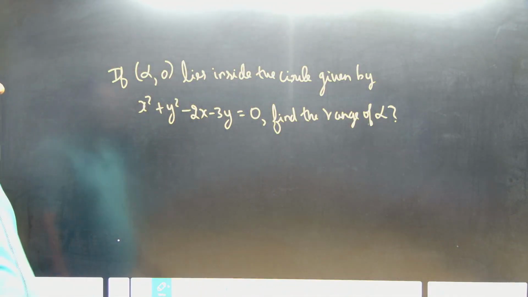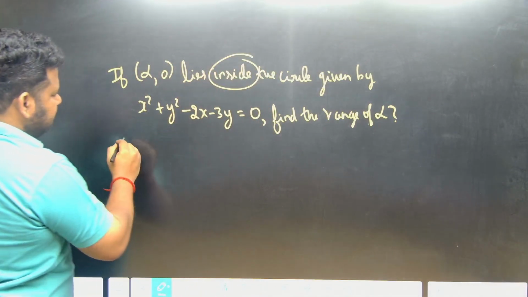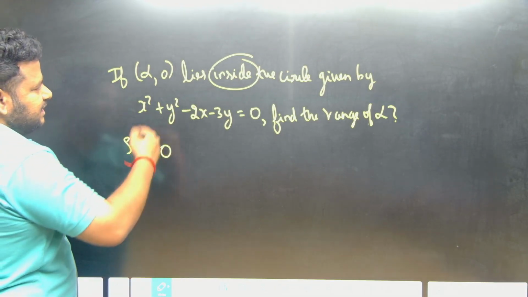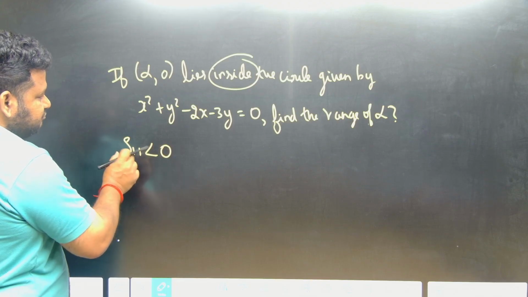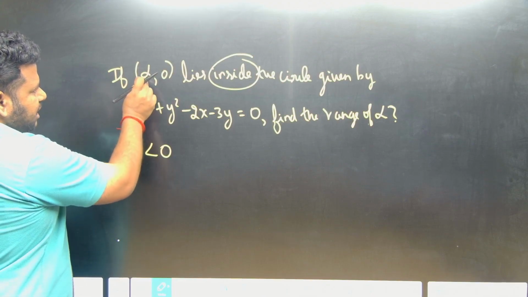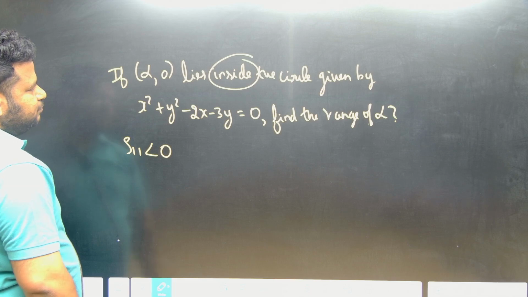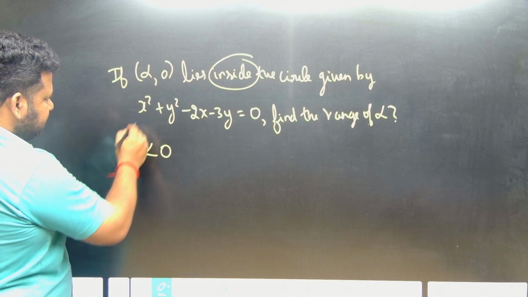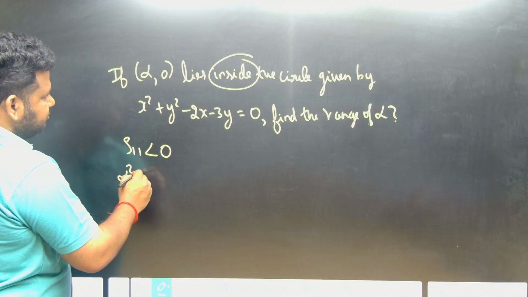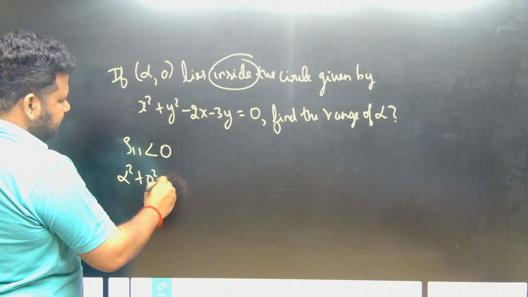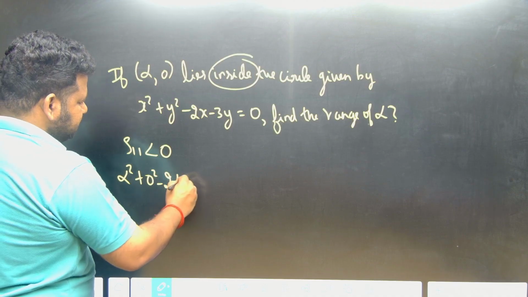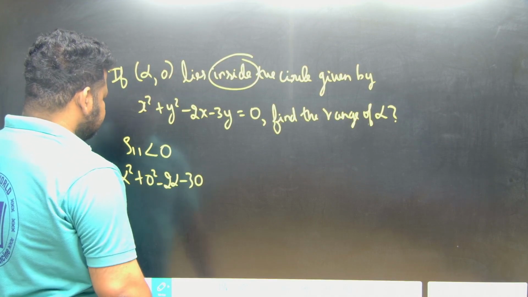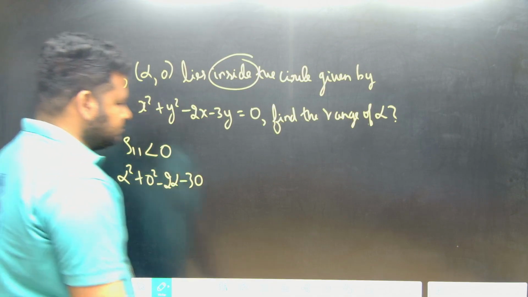They are telling it is lying inside the circle, that means S11 will be less than 0. S11 means I should substitute alpha and 0, wherever x is there I put alpha, wherever y is there I put 0. So S11 becomes alpha square plus 0 square minus 2 into alpha minus 3 into 0. This is what I will have. Yes or no? Let me check the question once.